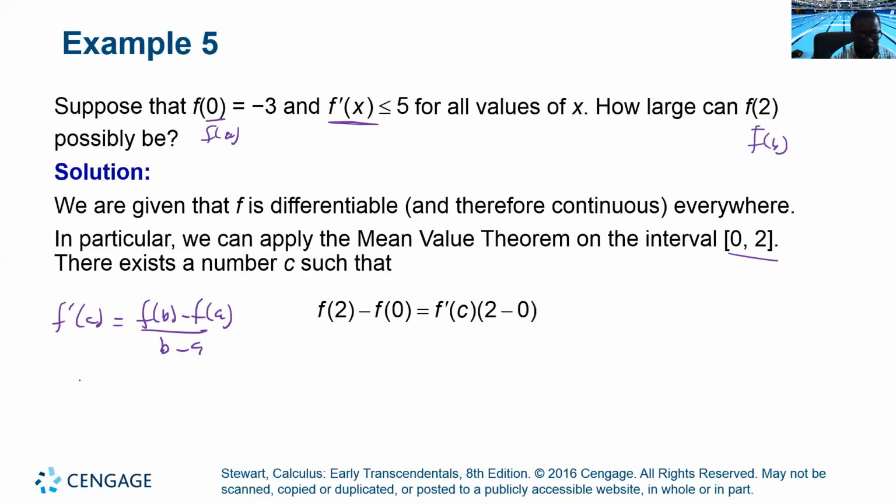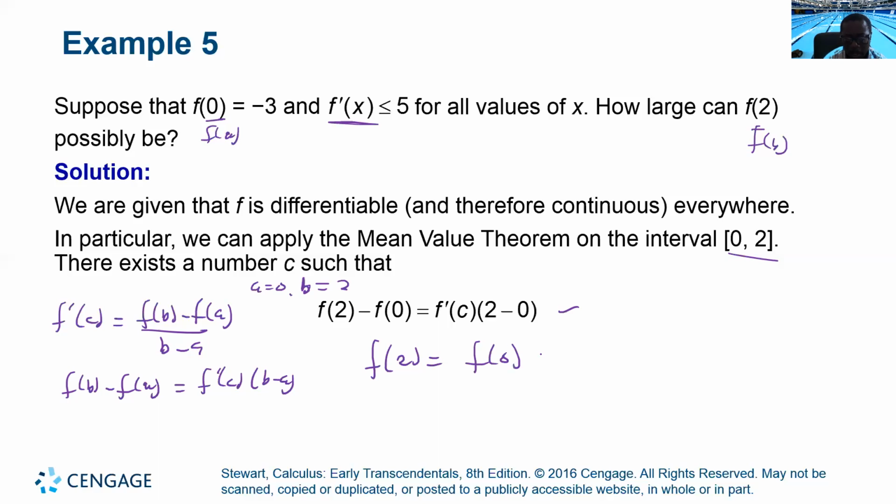So for f(b) minus f(a) equal to f prime at c times b minus a, and that's what we have done here. My a is 0, my b is 2. So if this is the case, then f of 2 will be equal to f of 0 plus f prime at c times 2 minus 0, which gives us f of 0 plus 2 times f prime at c.